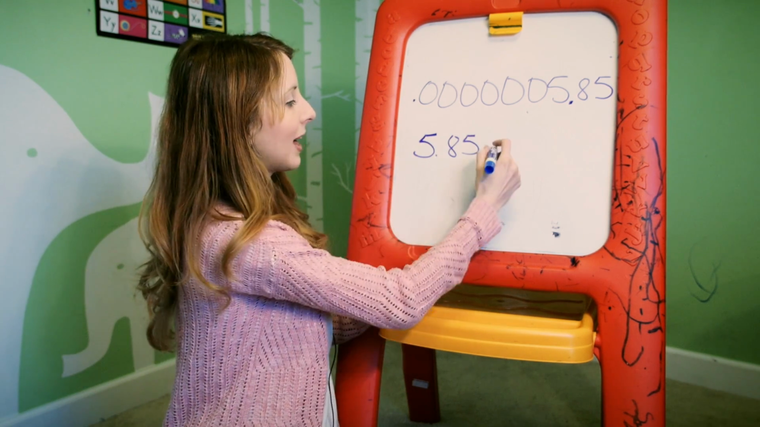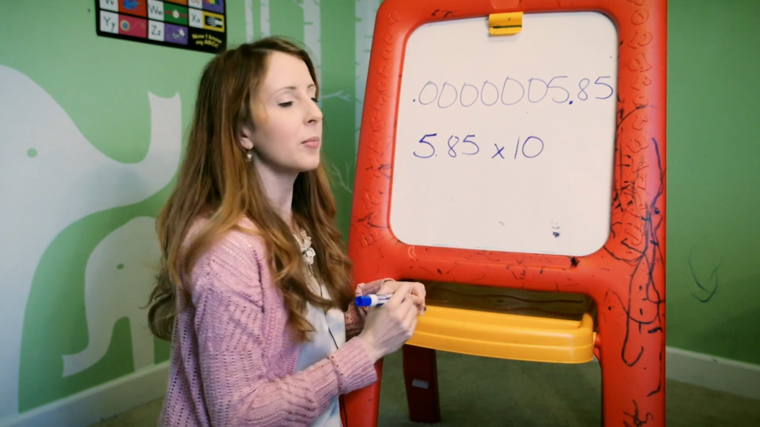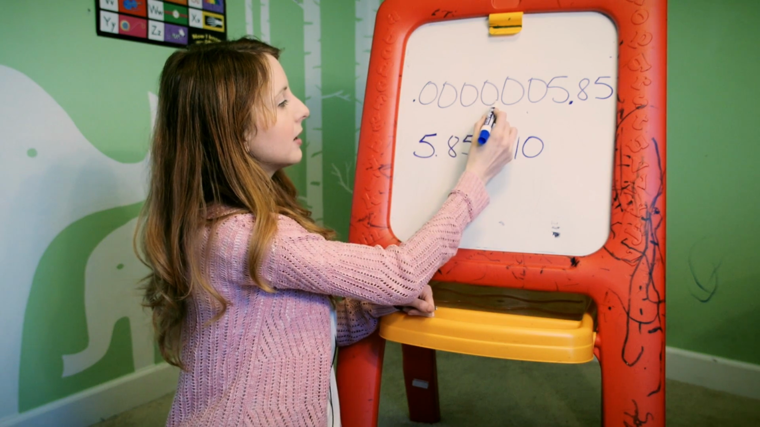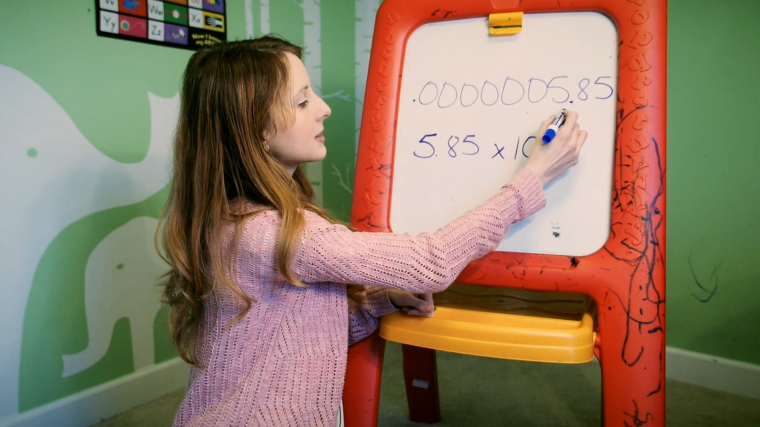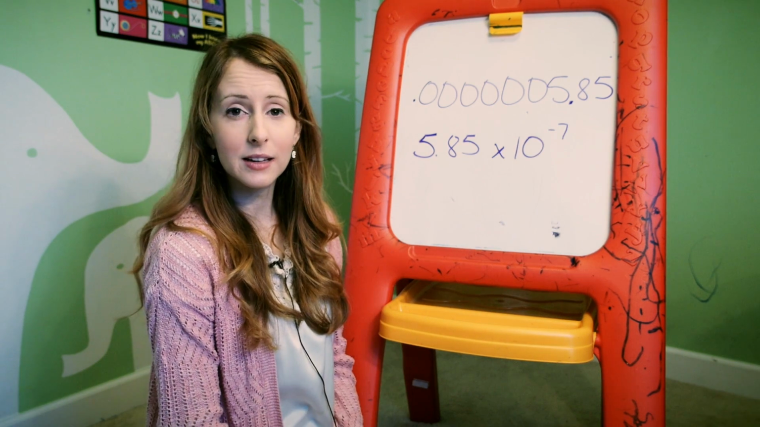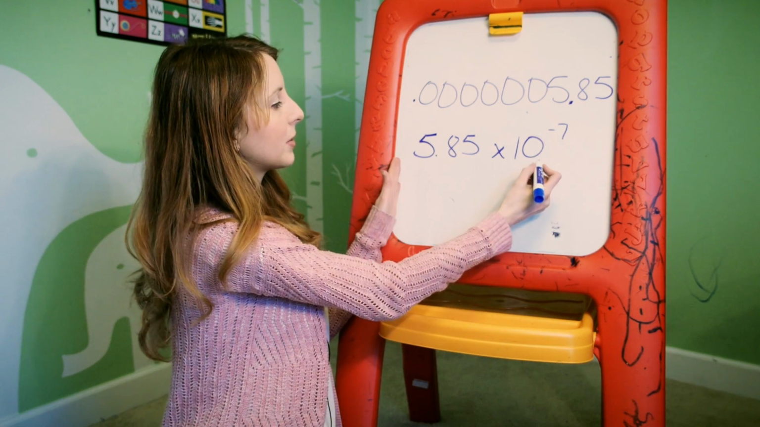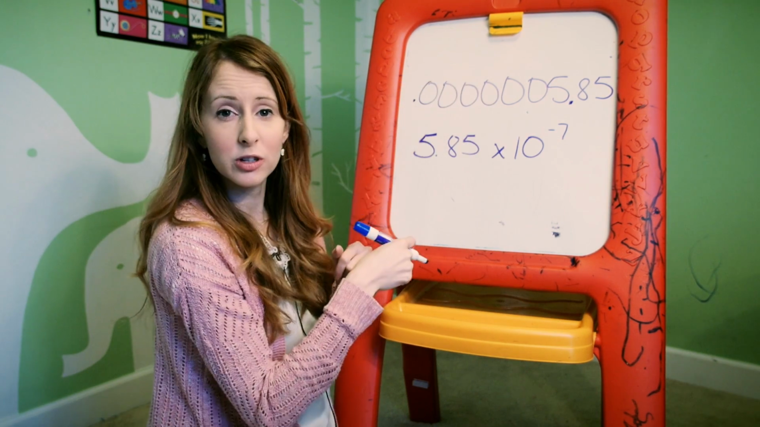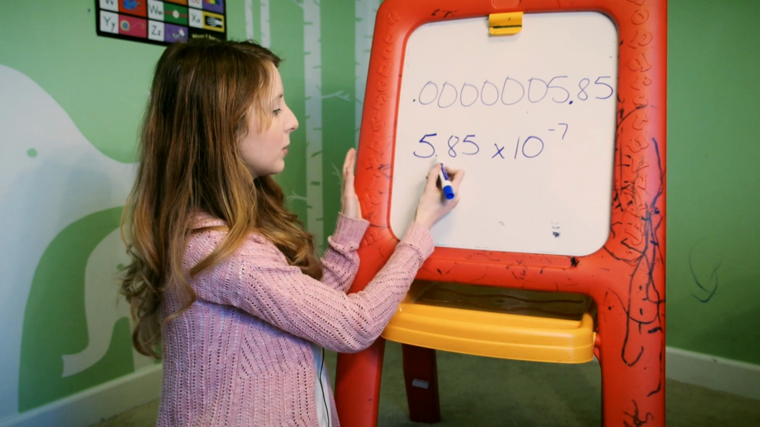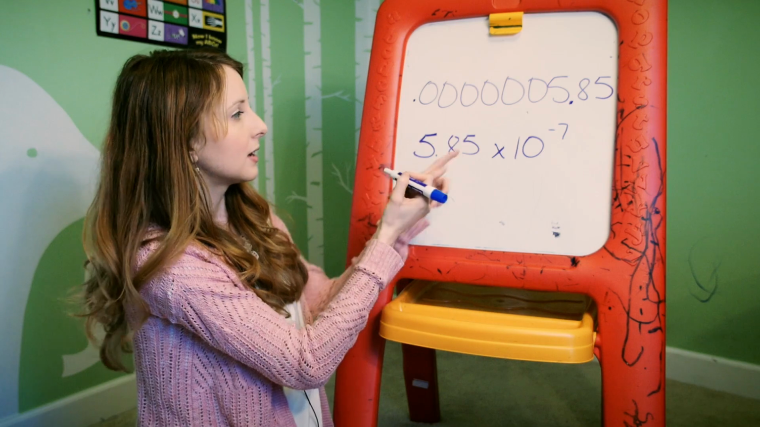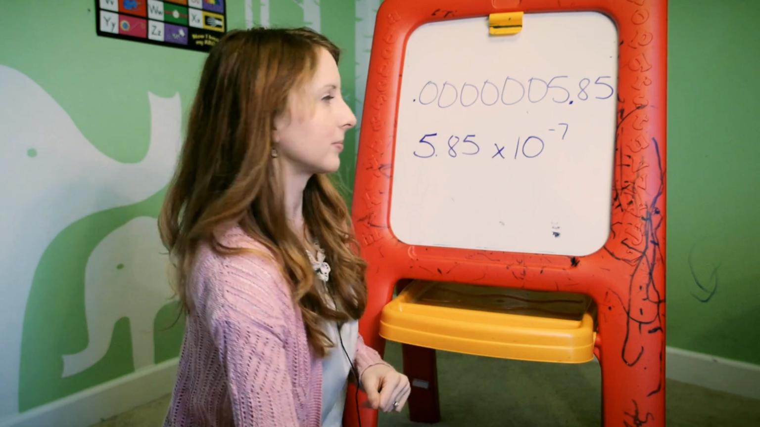And now I need to reflect how much I moved my decimal point. So let's count 1, 2, 3, 4, 5, 6, 7. Now I'm going to make that exponent negative, to the negative 7th, because that would tell my reader that if they want to take this number and put it back in its original standard form, they would need to move the decimal in the negative direction 7 places.